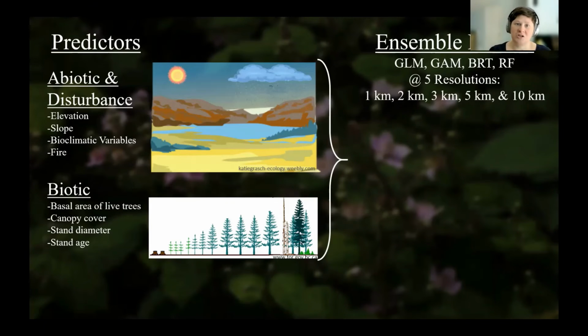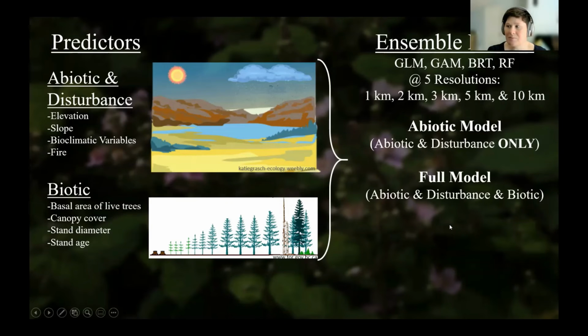To get at the question of how this can change with changing resolution, we built these species distribution models, ensemble models, using 4 different algorithms at 5 different spatial resolutions. So pixel sizes. I might swap between those two terms, but when I talk about resolution, I'm talking about a pixel size. In this case, we had a 1 by 1 kilometer pixel, 2 by 2 kilometer pixels, 3 by 3, 5 by 5, 10 by 10. So decreasing resolutions.